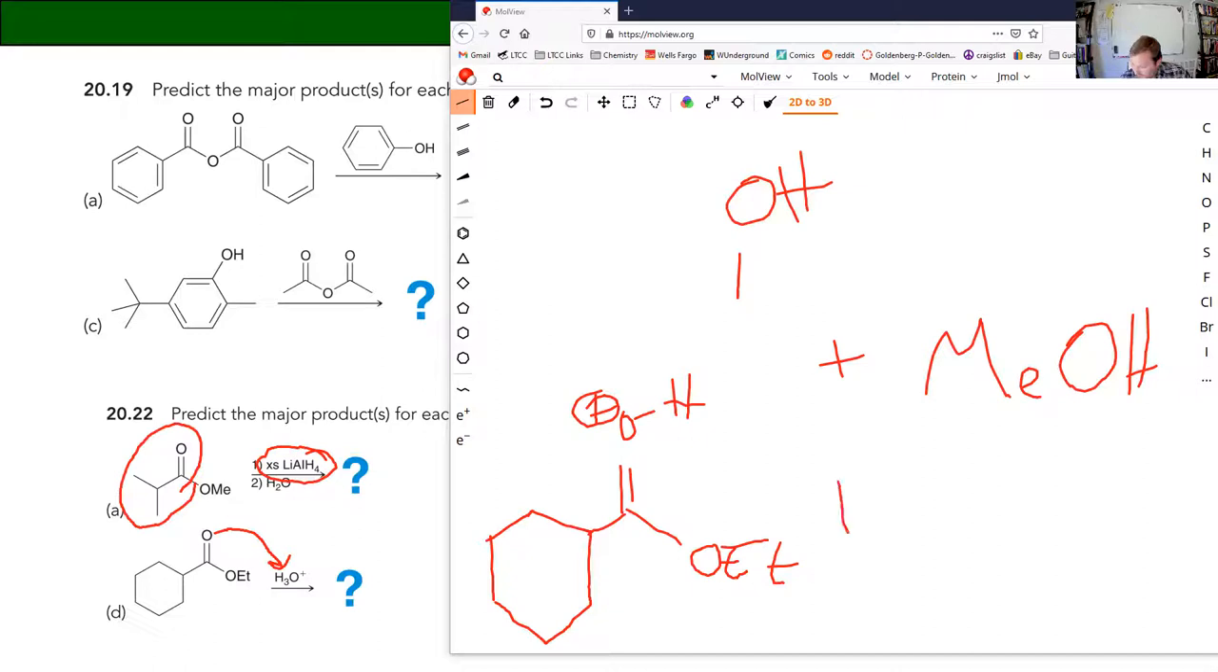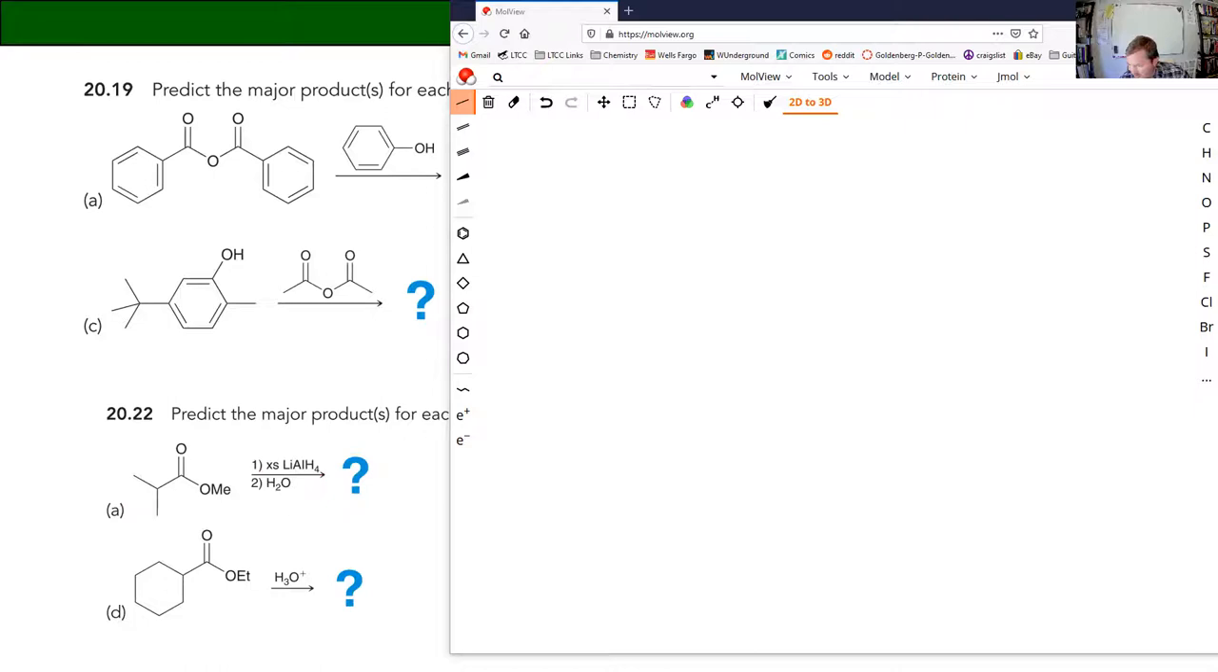And then we have water come in. It can attach here and break the carbonyl group. So our net result is that after we make that tetrahedral intermediate, we're going to kick off the ethoxy group. As an acid, we're going to have some proton transfer steps in here. So our net result is going to wind up being cyclohexane carboxylic acid and ethanol.